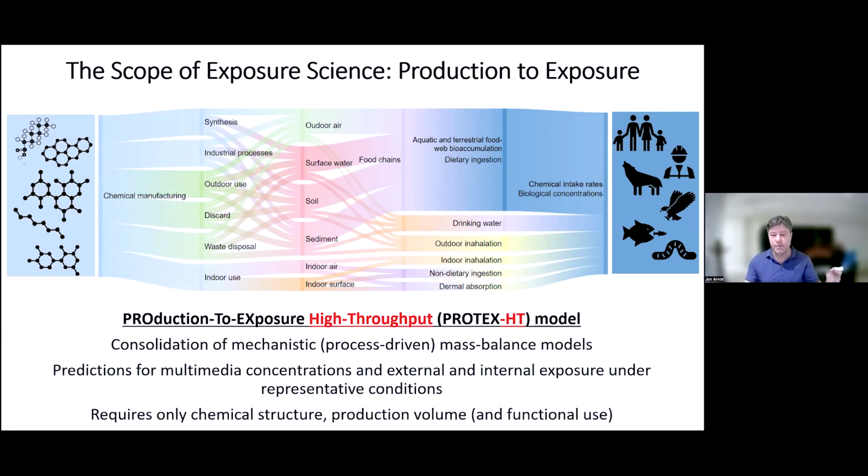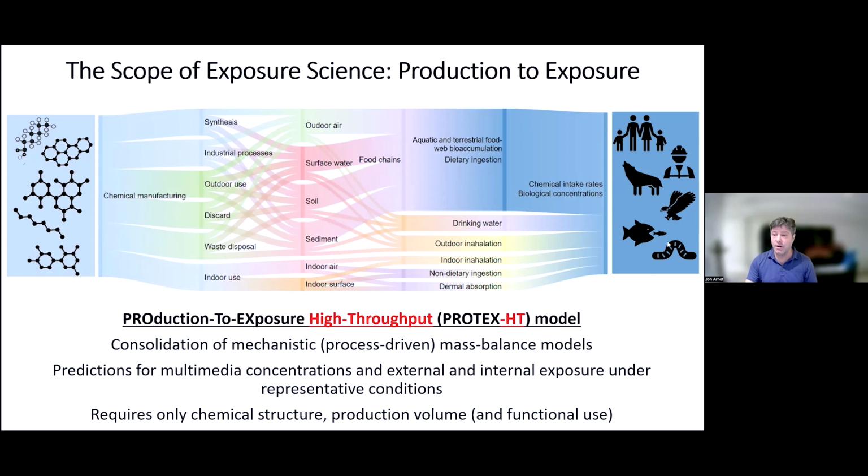This is a recent paper from a few years ago on the PROTEX-HT model, which simulates, using first principles, how a chemical moves from its production stages throughout its life cycle, emissions to environments, intentional applications to the body, all these different processes that occur. We can then generate exposure predictions to humans and ecological receptors in a high throughput context using a first principles mechanistic mass balance approach. This tool can predict multimedia concentrations in air, water, soil, sediment, foodstuff, indoor dust, all sorts of different components to which humans and others are exposed.